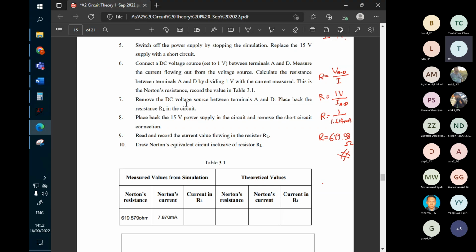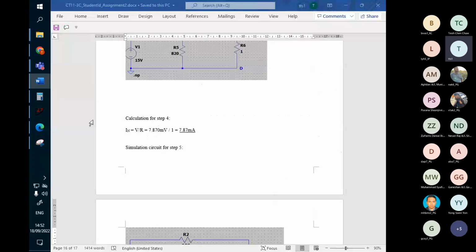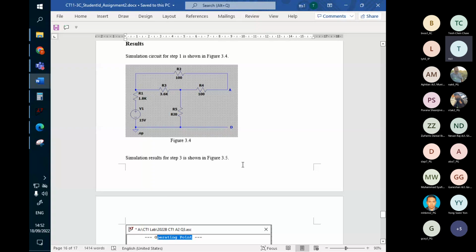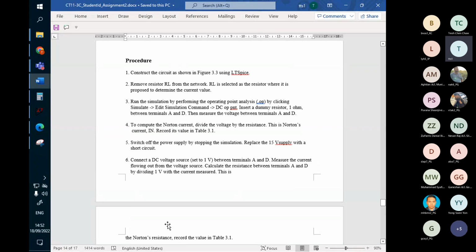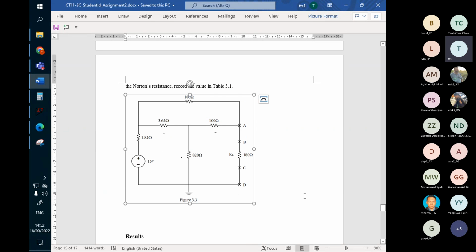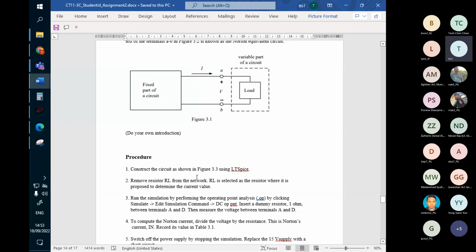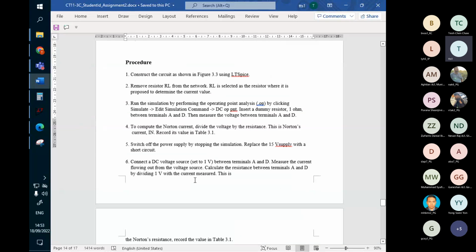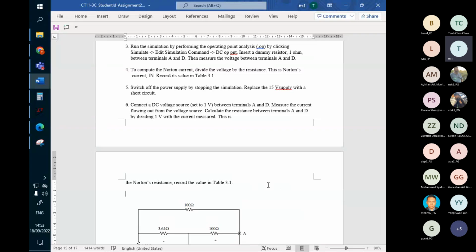Will be step 7. So what we are now dealing with is the RL. We need to find the current through the RL. Okay, let's copy this one. Back to our procedure again. Step number 7. Okay, how come this is still here? Strange, huh? Figure 3.3 is supposed to be here. Never mind. Let's put the step 7 down first.